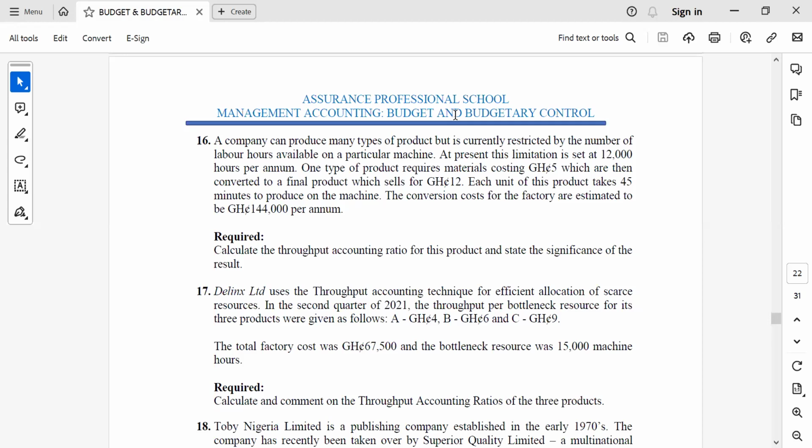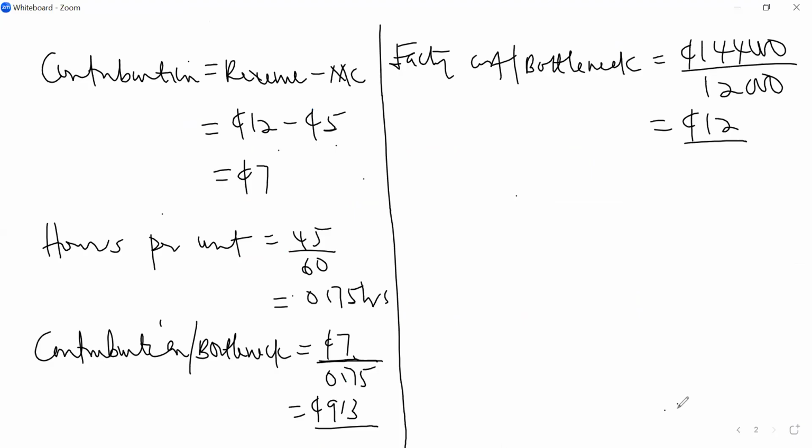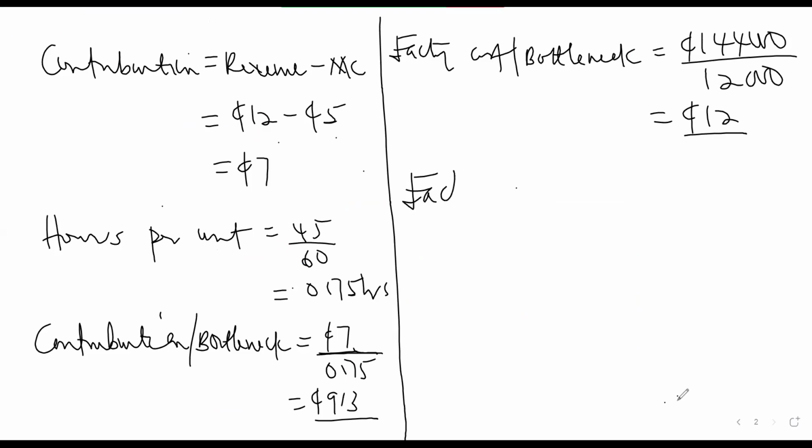But we know that for the factory cost or the conversion cost, material is not part. In throughput, material is the only variable cost. Material is the only direct cost in throughput. So what it means is that labor cost, variable overhead, all those things are treated as what? As a conversion cost or factory cost. So your factory cost will now be calculated as follows.